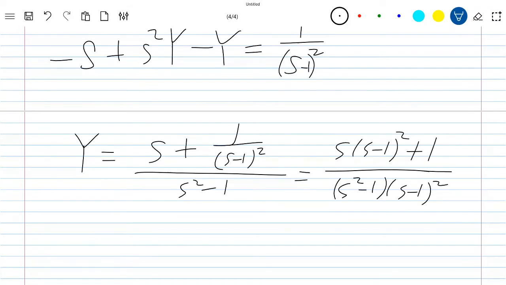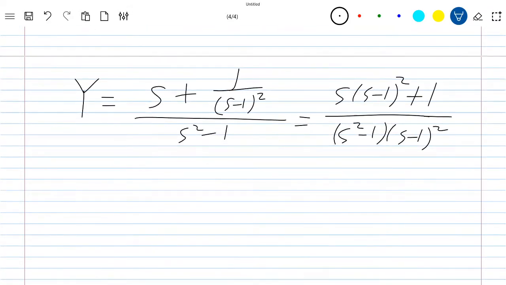Okay? So that means your numerator is a third order polynomial, and the denominator is fourth order. And the denominator can be written in this way, right? s minus 1 times s plus 1, then times s minus 1 squared.